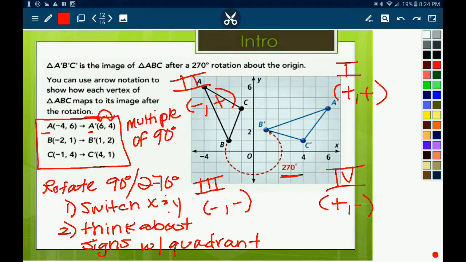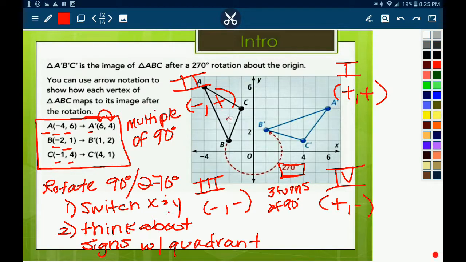So if you notice, all of the points in the original figure, which is over here, started negative, positive. Okay, I see negative, positive, negative, positive, negative, positive. So if I just take the positive version of 4 and 6 and I switch their spots, and then think about what quadrant it's going to land in, 270 degrees, that's 3 turns of 90, because 270 divided by 90 is 3.